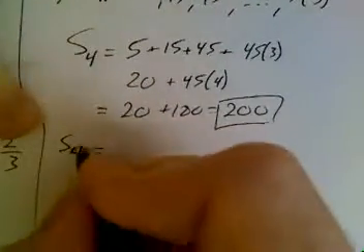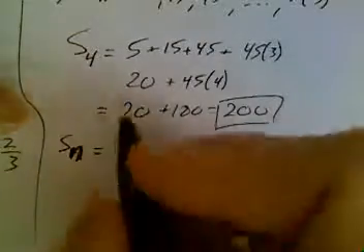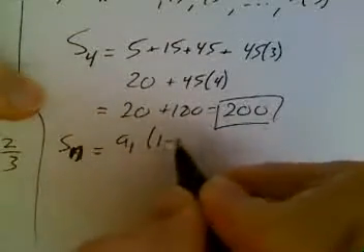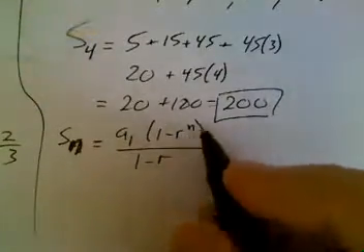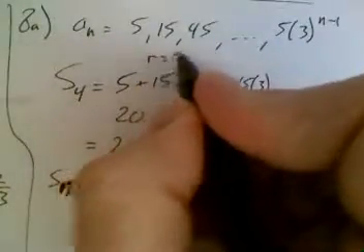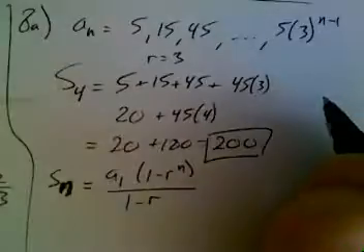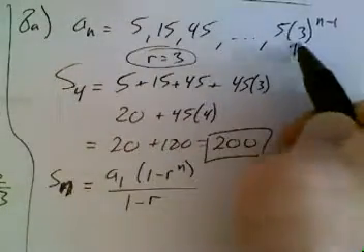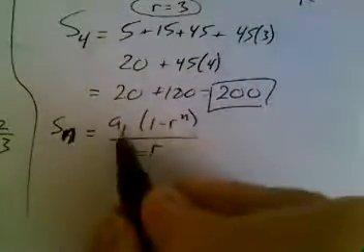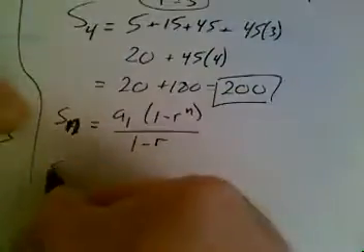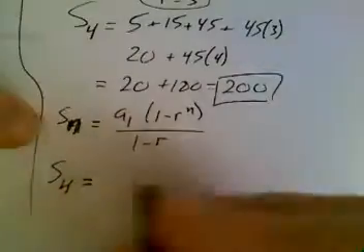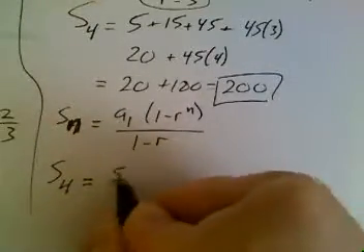S sub n in terms of the formula is supposed to be equal to a sub 1, 1 minus r to the n, divided by 1 minus r. Okay. My r value we found to be 3 again. What did I multiply by every single time? It's 3. It's also in this formula right here, 3. What's a sub 1? 5. Let me plug all that stuff in, and I want S sub 4, the first four terms. So, a sub 1 is 5.